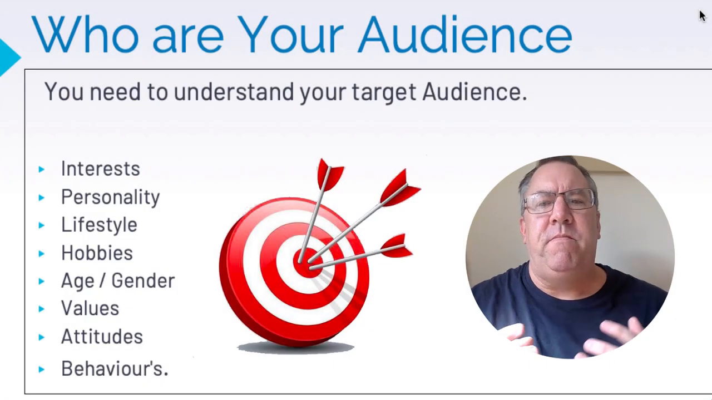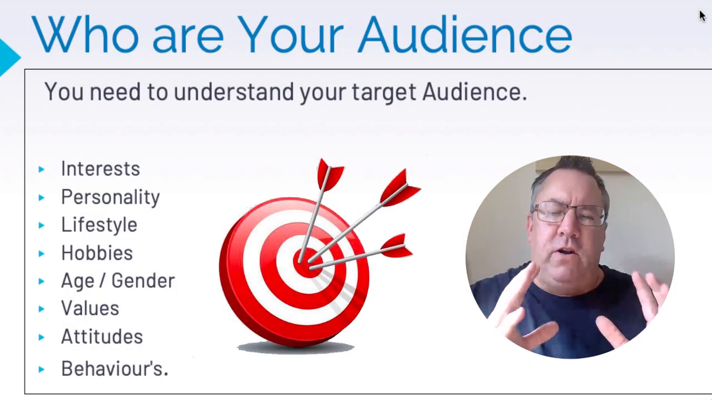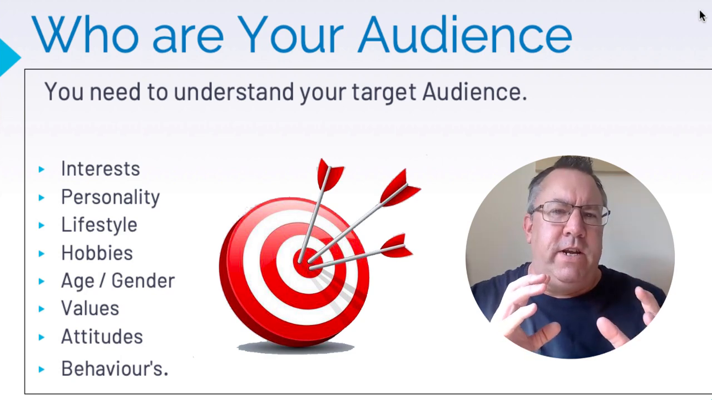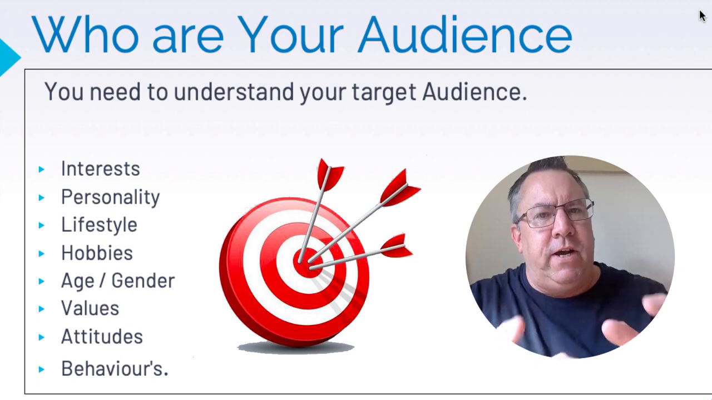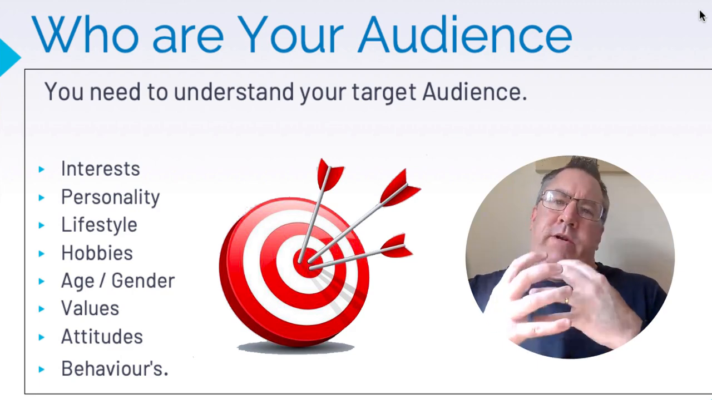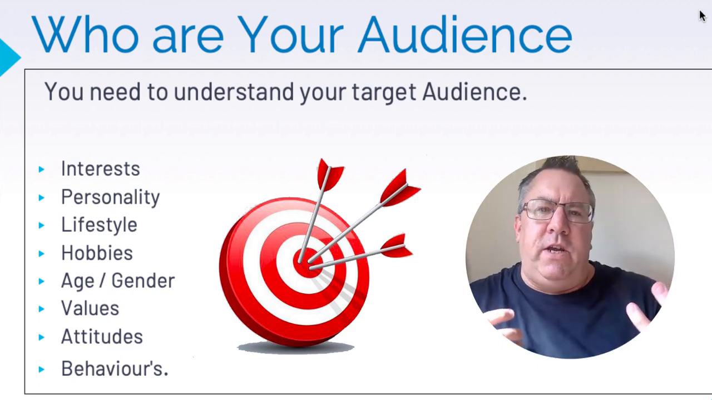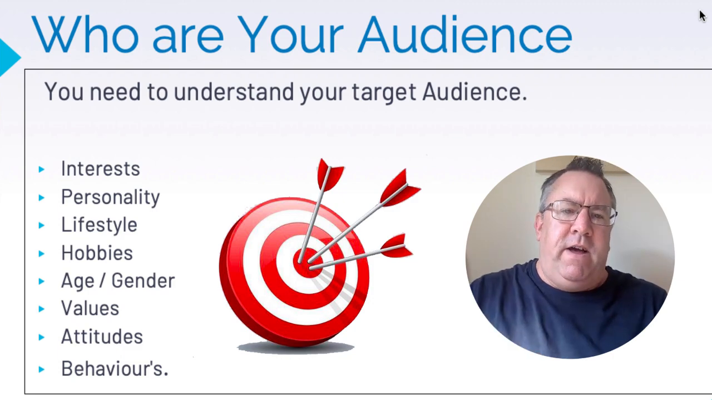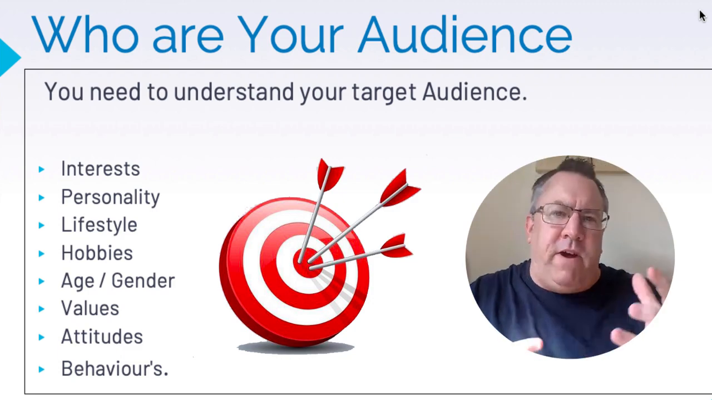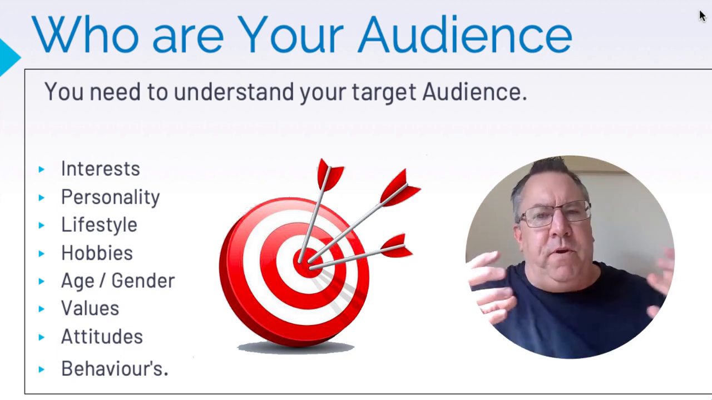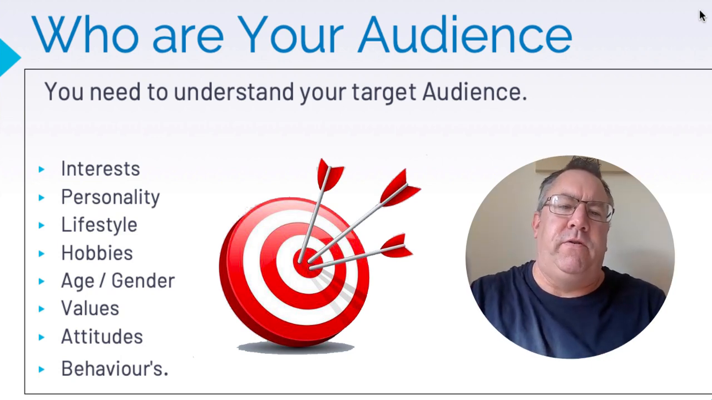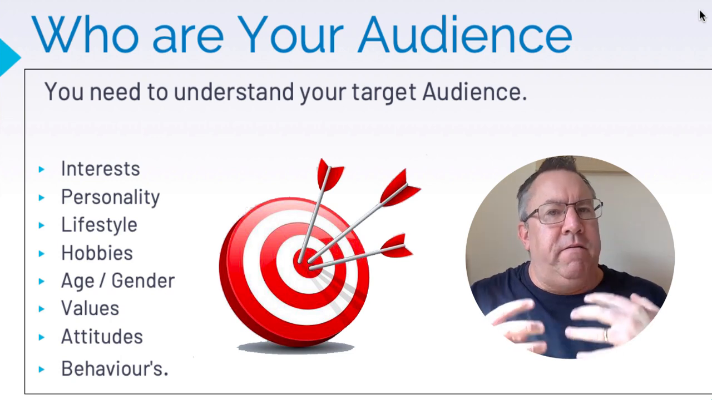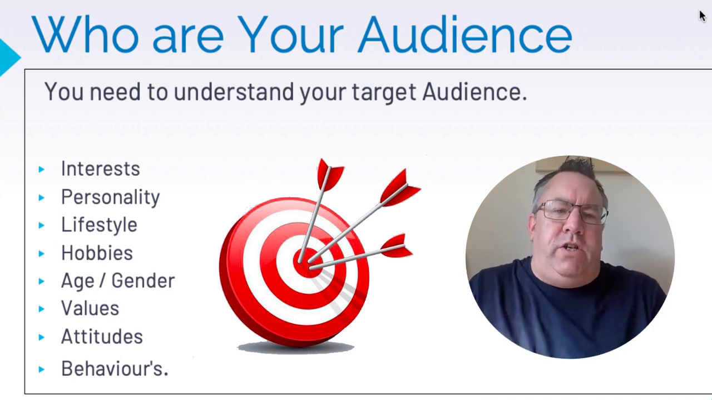So as you see here, there's a number of ways that I can look at my target audience, and you really need to understand who your audience are, right? The people you're trying to give these particular lead magnets to. So you want to understand their interests, their personality, what kind of lifestyle they have, what kind of hobbies they have, what age and gender they are. It could be a whole range of those things, but you need a good understanding of the types of folks that are going to be after your types of offers. The kind of values they have, their attitudes, their behaviors.